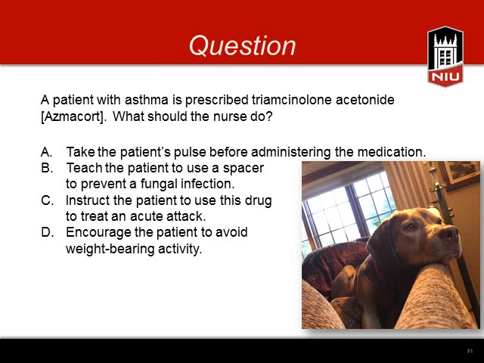Question 2. Your patient with asthma is prescribed triamcinolone acetonide. Think steroid, okay? What should you do? Are you going to A, take the patient's pulse before administering the medication, B, teach the patient to use a spacer to prevent a fungal infection, C, instruct the patient to use this drug to treat an acute asthma attack, or D, encourage the patient to avoid weight-bearing activity?